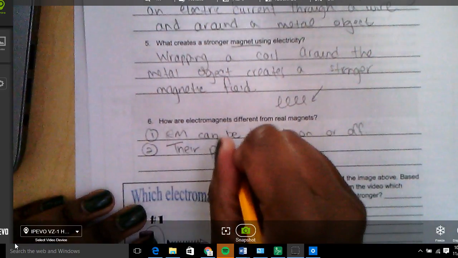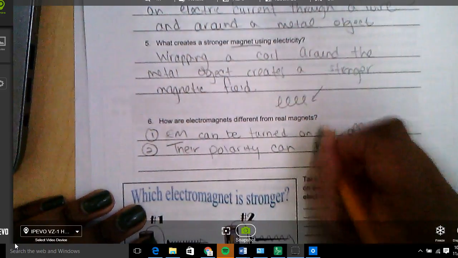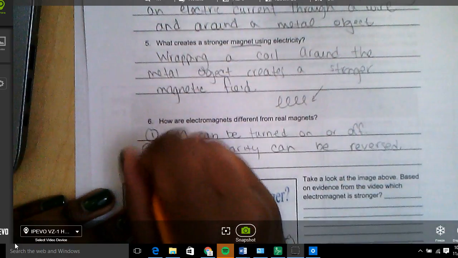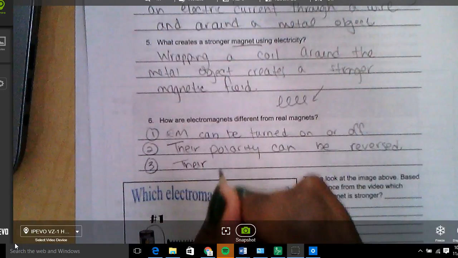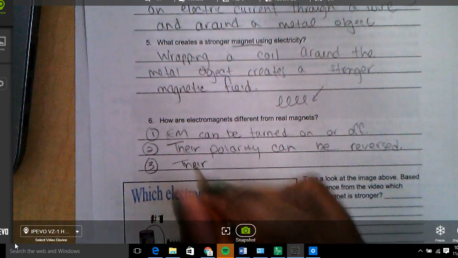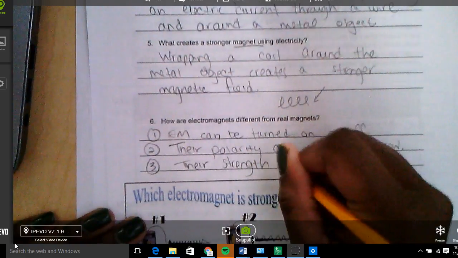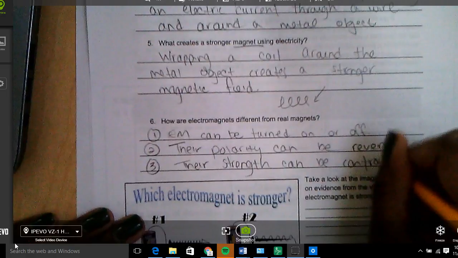Their polarity can be reversed. Give me the last thing that is different about these. Angel. Very good. Their strength can be controlled. We can increase the strength or we can decrease it. Very good. I see you, Dwayne. So their strength can be controlled.